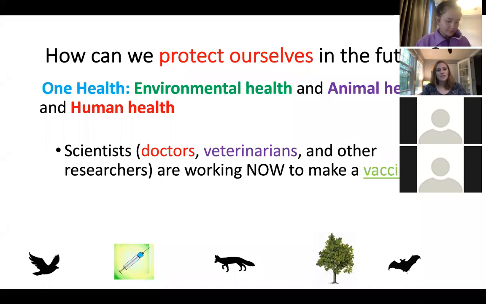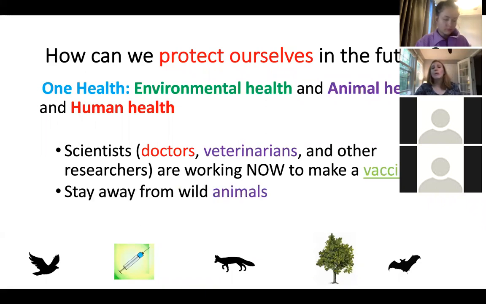So there are scientists working throughout the world, people working with viruses, with the immune system. There are human doctors, there are veterinarians. People from so many different backgrounds are coming together to work towards one goal. And that's what is called the One Health approach.